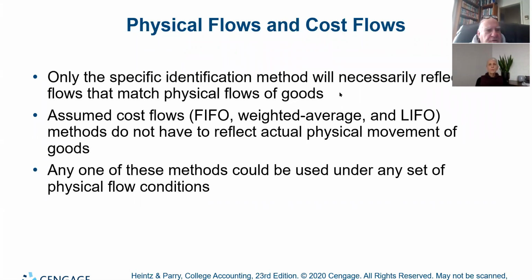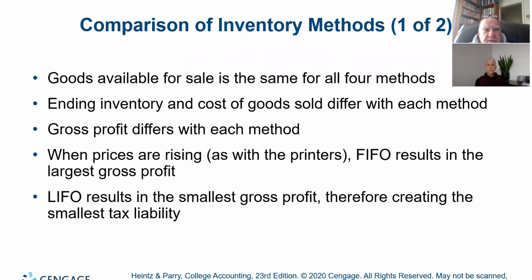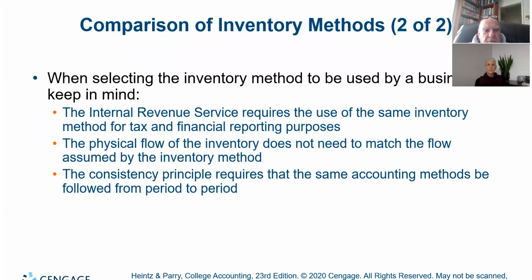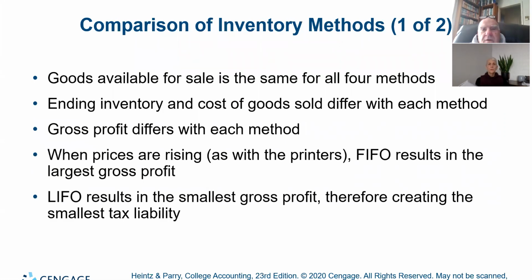That's your vehicles, your cars, your trucks, your diamonds. Assumed cost flows. That's a good word. Assumed cost flows. FIFO, LIFO, weighted average do not reflect the actual physical movement of the goods. Any one of these methods could be used under any set of physical flow conditions. Let's look at what happens now.